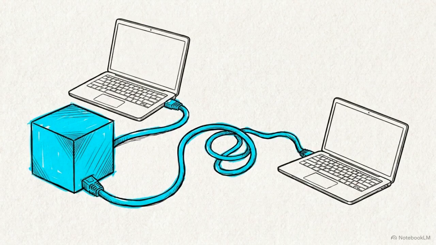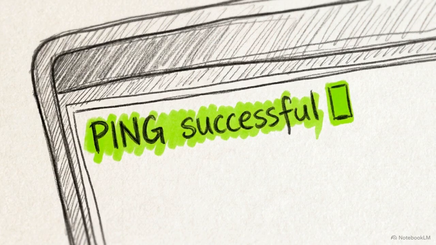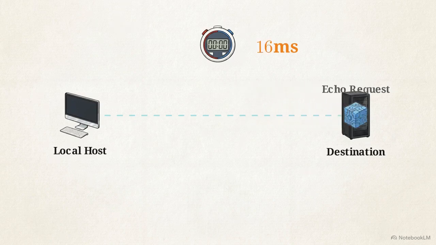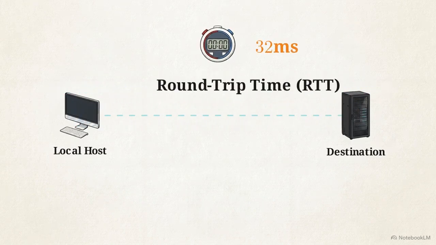The most basic diagnostic mechanism in the suite is the test for host reachability. The process begins when a local host queries a destination, sending an ICMP echo request, represented by the green arrow. If available, the target responds with an echo reply, the blue arrow confirming the return path. This specific exchange provides the structural foundation for the standard ping utility. Ping calculates the round-trip time between the request and the reply, offering an immediate measure of network performance and latency.